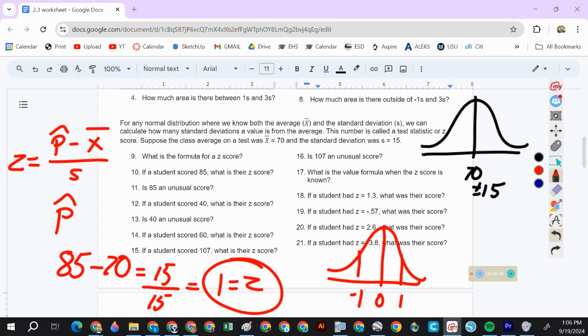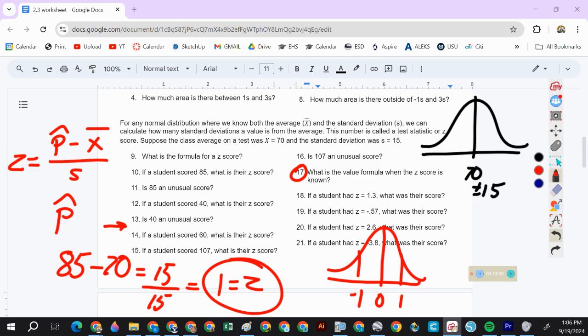Okay. Oh, I guess I should probably change the order of these. 17 should go first. So what if we worked backwards? 17 should go right here. I told you there'd be typos.